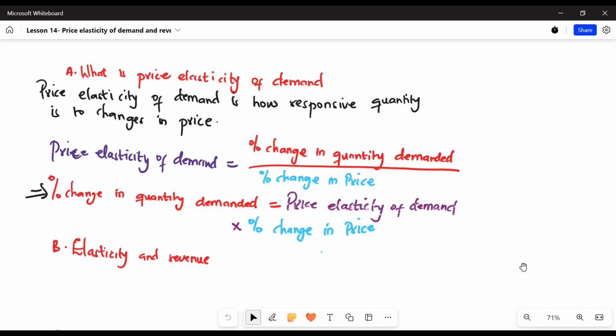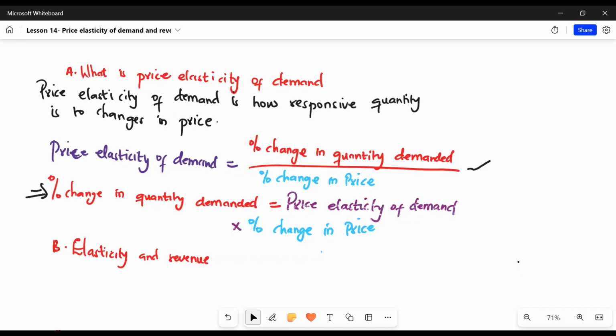Now we know from our previous class that price elasticity of demand is how responsive quantity demanded is to changes in price. That is how much demand increases or decreases when price changes. And the formula to calculate price elasticity is percentage change in quantity divided by percentage change in price. Now, the revenue of firms is closely related to how elastic the demand curve is.